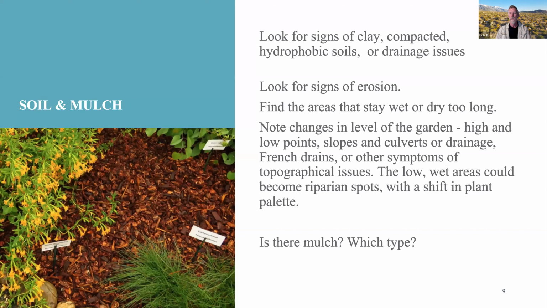Look for signs of erosion, you know, rivulets, or signs that water is just running down a path or something along those lines. Or is there dirt on the sidewalk? Is there mulch on the sidewalk as the result of either natural rainfall or irrigation issues? So those things. Is there mulch? What kind? Seems kind of obvious.